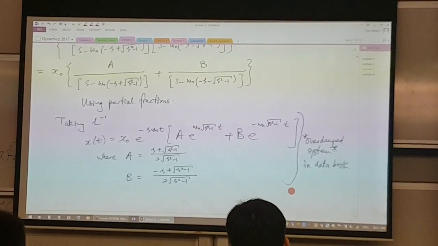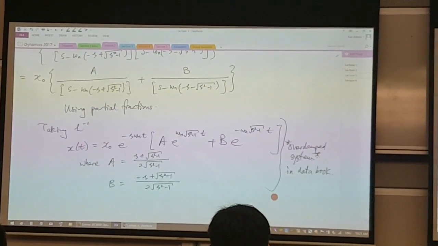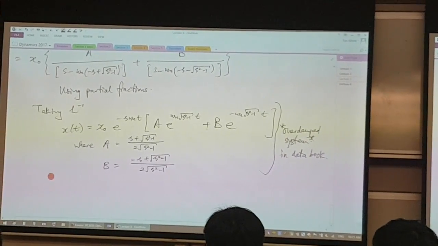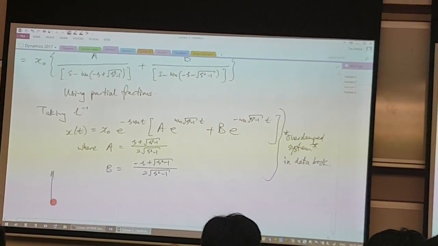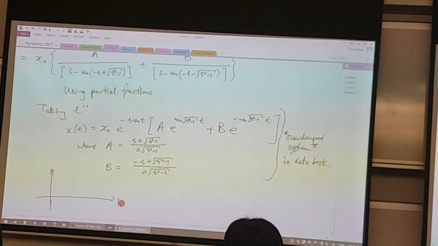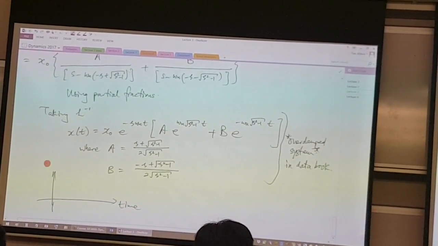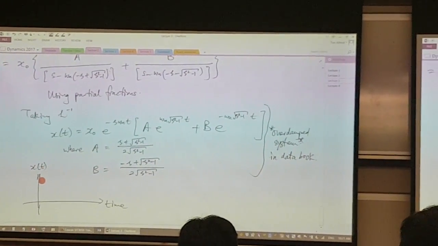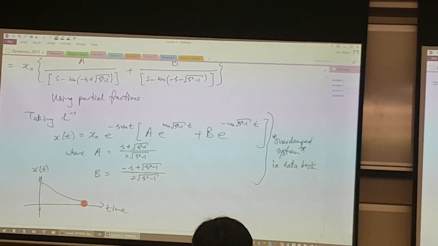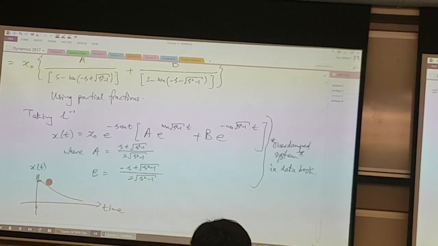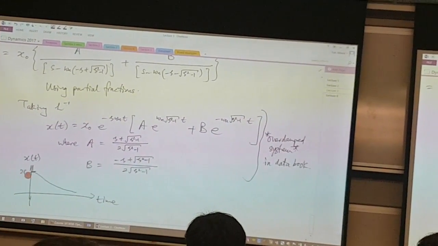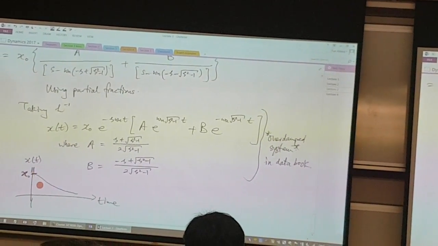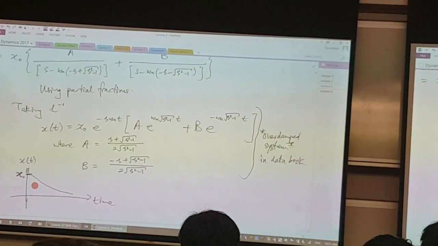So just now we sketched the form for an underdamped system, how the graph looks like. For an overdamped system, if I were to sketch it, it's going to look like that. It's time again. This is your x(t). It's going to look like that, where this value over here is your x0. Right? This top value where it intersects your y-axis.